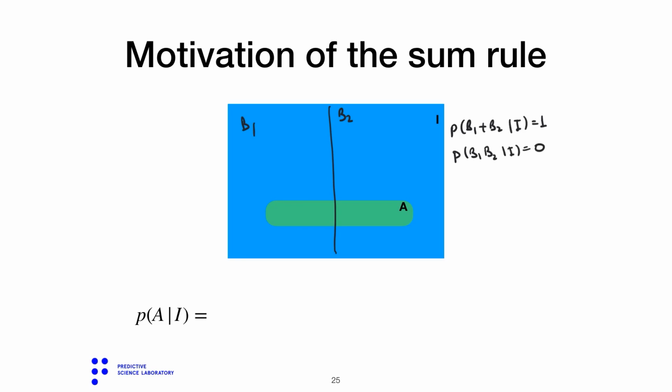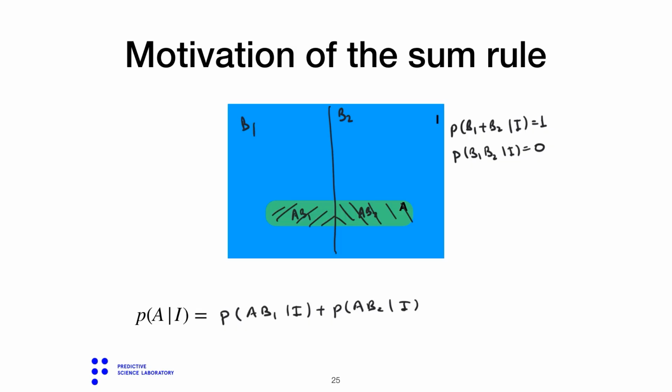The sum rule has two forms. The first states that the probability of A can be decomposed as the probability of A and B1 plus the probability of A and B2. And of course this is kind of obvious because AB1 is this area right here and AB2 is this area right here. So it basically says that the area of A decomposes to the area of AB1 and the area of AB2.